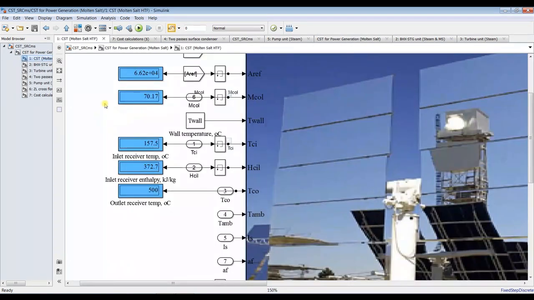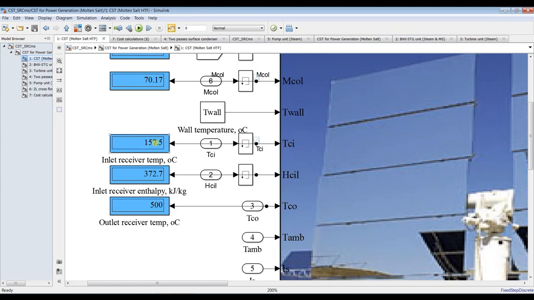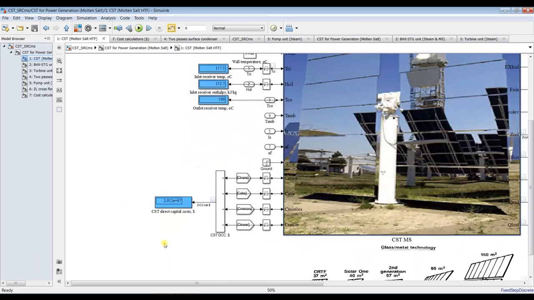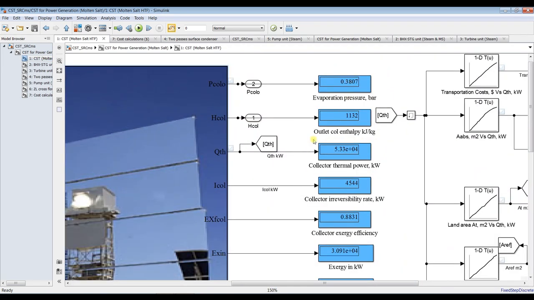So what is coming for concentrated solar tower? Your mass flow rate is around 70 kilogram per second. Inlet temperature around 175. This is relatively low because you have to increase the inlet temperature to the concentrated solar tower because it's a molten salt. You have to keep watch on this, not to go below 150-120 degrees Celsius. And this is inlet enthalpy. Okay, this is your direct capital cost. And let's go here, pressure of molten salt, enthalpy outlet.